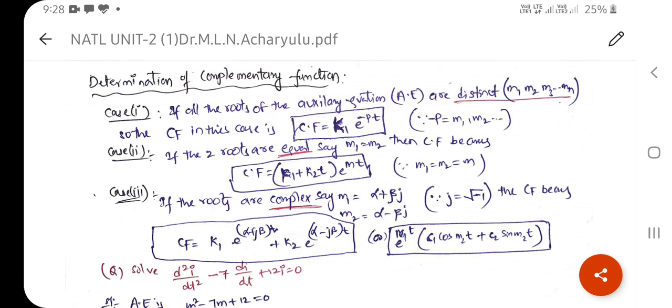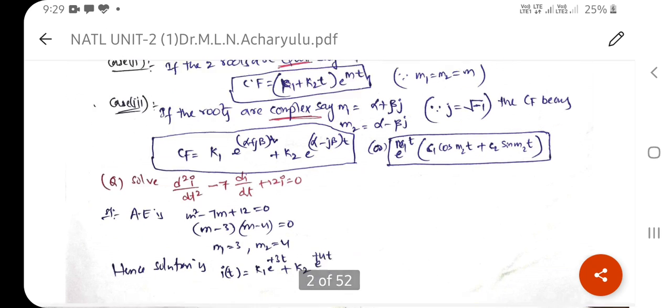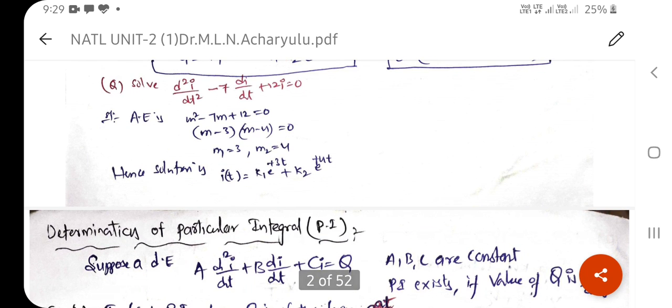The complete solution of a given differential equation is the combination of the complementary function plus a particular integral. So you may apply these three conditions in RLC circuits, in either second order or first order differential equations. Now we will take example one.